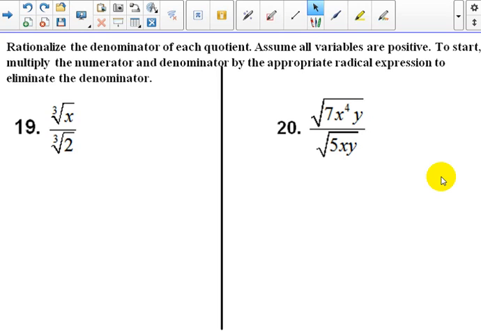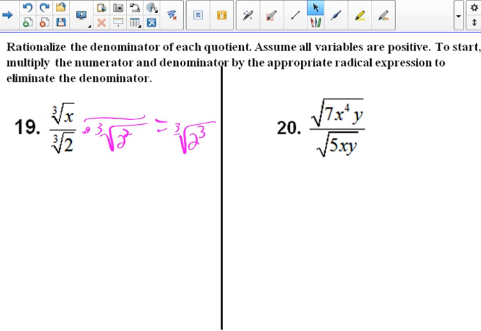Last, we're working with 19 and 20, and it says rationalize the denominator of each quotient. Assume all variables are positive. To start, multiply the numerator and denominator by the appropriate radical expression to eliminate the denominator. So we want to eliminate this. So notice that that's a cube. So how could we eliminate the cube root of 2? Multiply it by the cube root of 2 squared, right? What would that give us? It would give us the cube root of 2 cubed, and then it clears it, see?